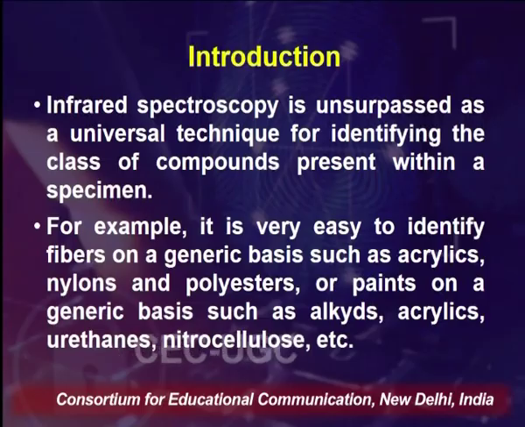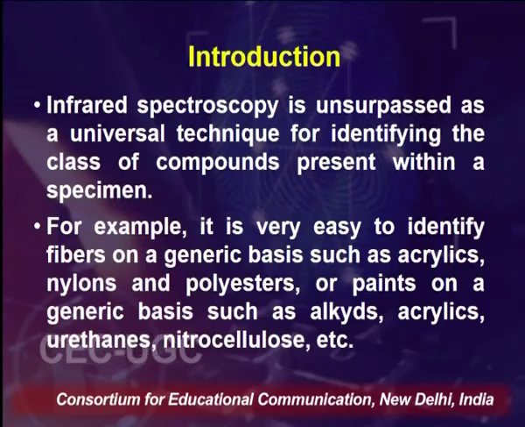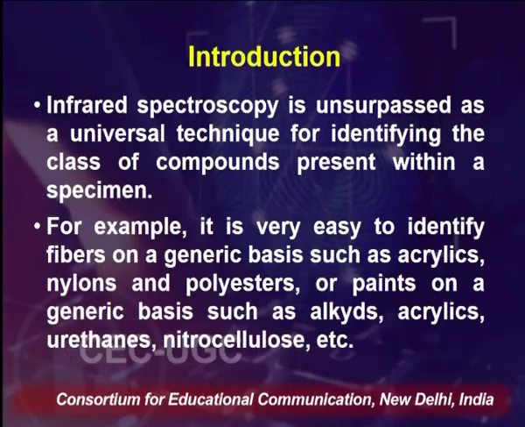For example, let's say there are certain fibers found at a crime scene. On a generic basis we can say this could be an acrylic fiber, a nylon fiber, or a polyester fiber, or paints on a generic basis can be said to be alkyds, acrylics, urethanes, nitrocellulose, etc. But as we go into the detail of the spectral techniques, with the advent of computerized spectral databases and chemometrics, this technique can now be extended to allow subgeneric discrimination of these particular samples.